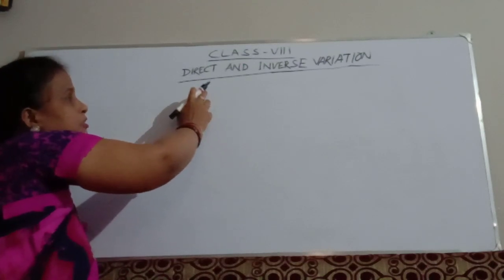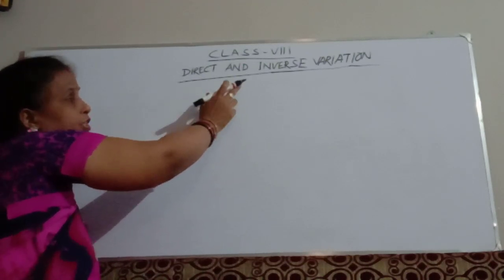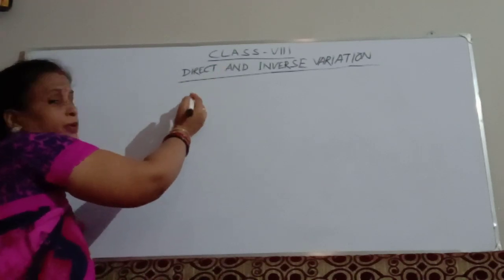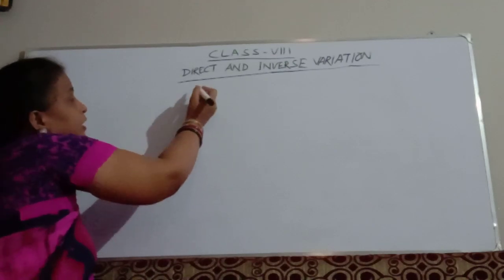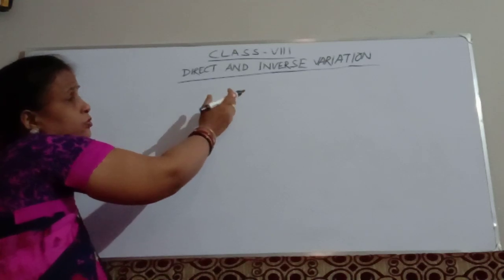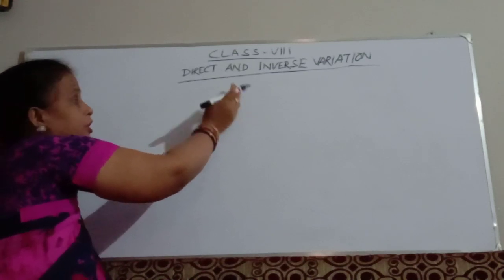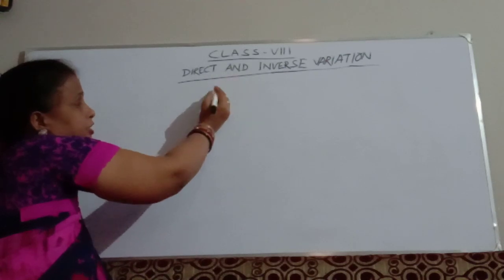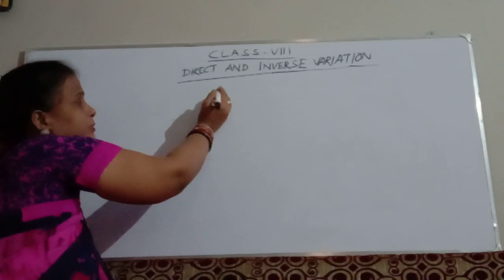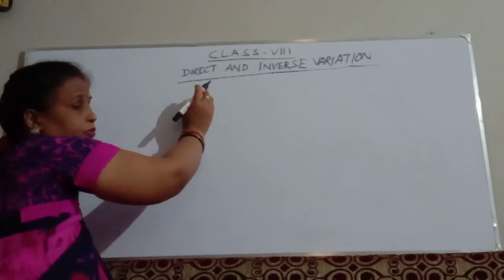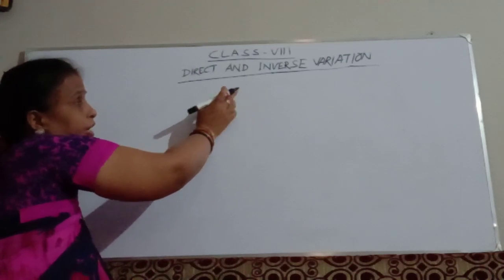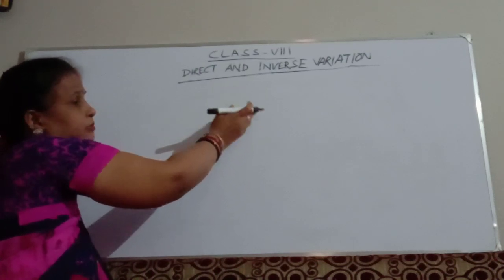Today we will discuss the direct and inverse variation method, variation of standard 8. In the previous class we learned about direct and inverse variation. Variation means one quantity varies with another quantity. Direct and inverse variation are the two types. Direct means if one quantity increases, the other must also increase. Inverse variation means if one increases, the other must decrease.